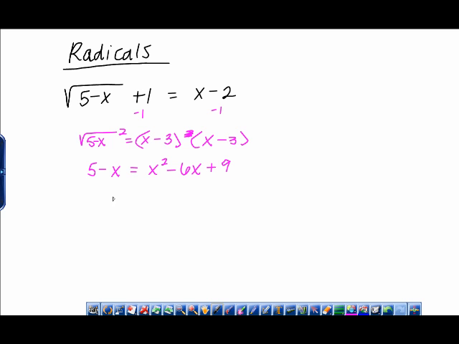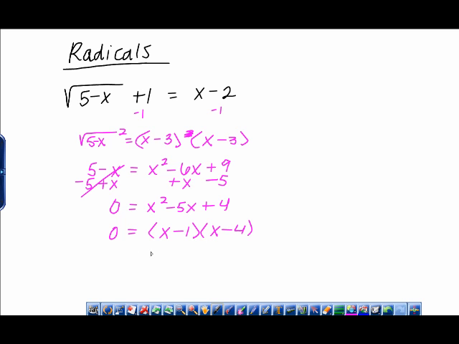This is now a radical-free equation. I'm going to subtract 5 and add x. You line everything up, so you get 0 equals x squared minus 5x plus 4. And if you can factor this to solve, great. If not, quadratic formula. Good thing on this one, it factors and it's really easy.